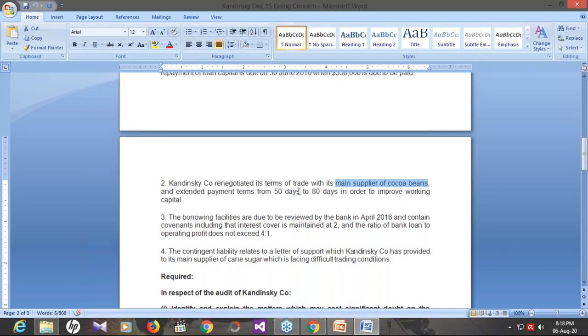The main supplier will not give them any raw material. So if the company is not able to purchase raw material from their main supplier, it will be very difficult to continue as a going concern. And if they say okay, we will receive payment after 80 days and we extend your payment terms, but the company is struggling to pay its main supplier, and if it also struggles to pay after 80 days, so what will happen?